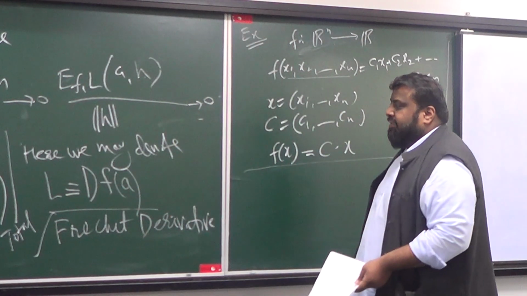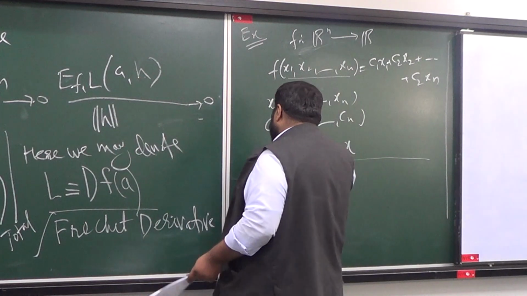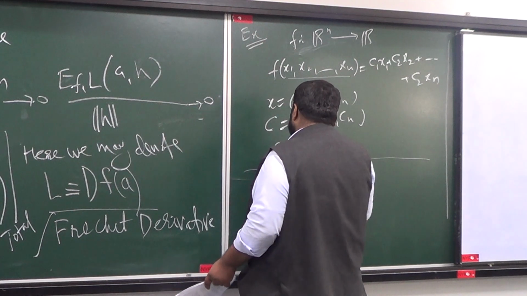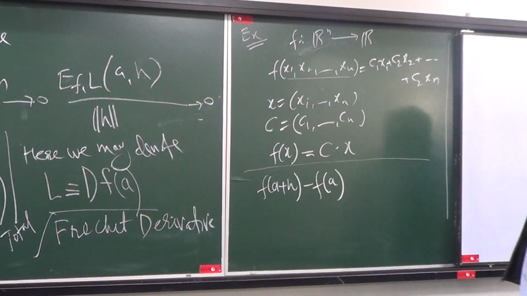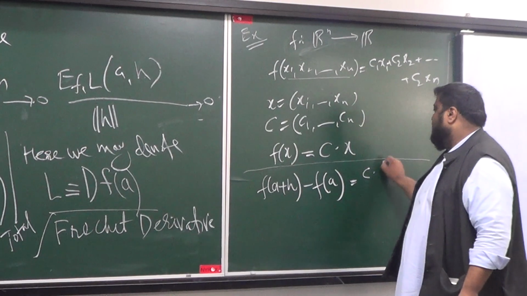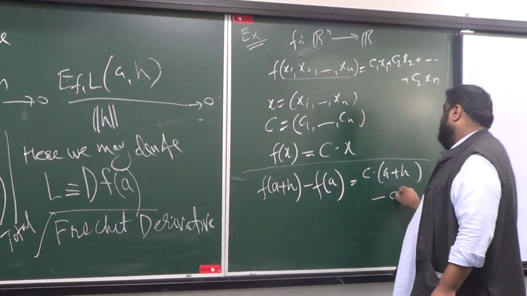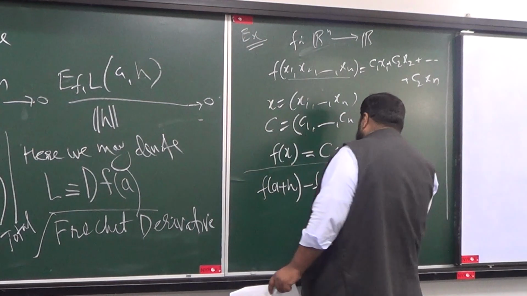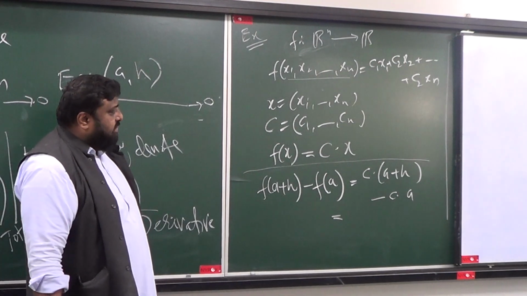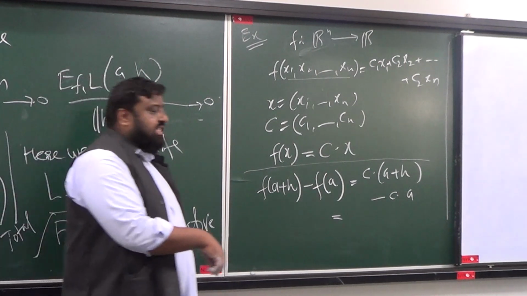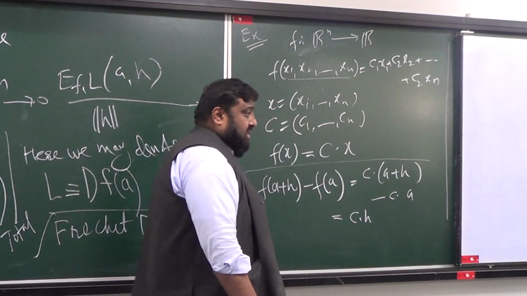So in order to compute the Frechet derivative, I need to compute the increment. So let's compute f of a plus h and f of a. If you compute it, the output would be c dot (a plus h) minus c dot a, which turns out to be c dot a plus c dot h, and c dot a gets cancelled, and you're going to have c dot h plus nothing.